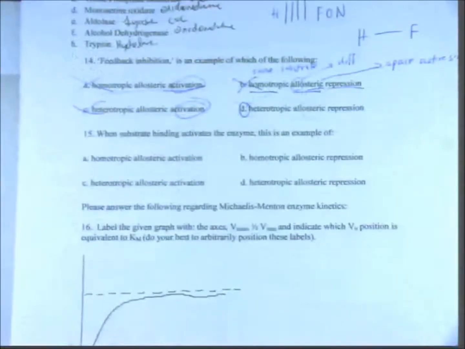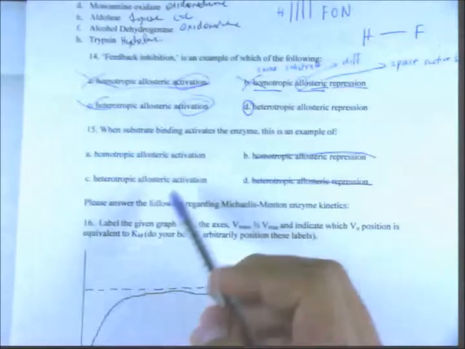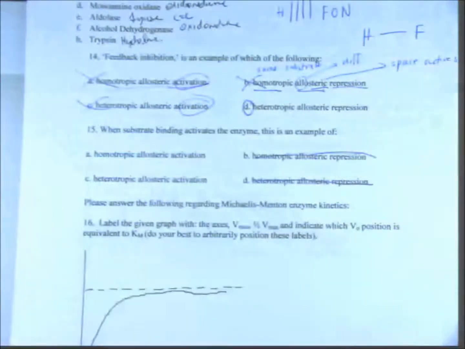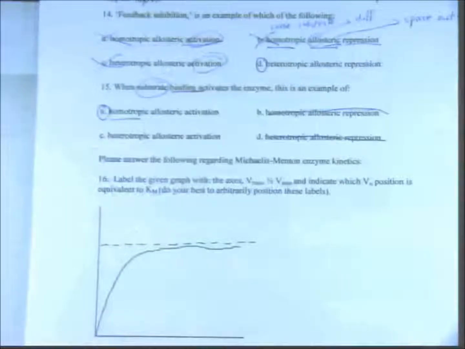All right, everyone see that? No questions? All right, when substrate binding activates the enzyme, this is an example of, so we're going to get rid of repression, right? So repression things don't work. Homotropic allosteric activation or heterotropic allosteric activation? Homotropic, okay, for the same reasons. Because it's the substrate. This is when the substrate binds, so it's homotropic, same as the substrate. Can heterotropic allosteric activation occur? Yes, but it's not. It's asking for the substrate. Do people understand that? Okay.